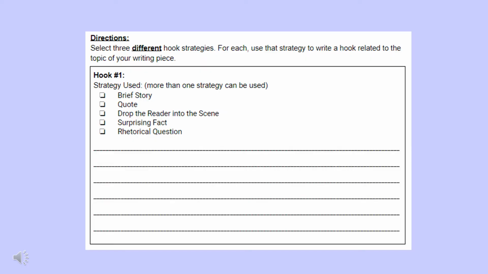Today, you are going to write 3 different hook strategies. For each, use a strategy to write a hook related to the topic of your writing piece. You can use a brief story, a quote, dropping the reader into the scene, a surprising fact, a rhetorical question, or any of the others that you want to give a try. Again, these are rough drafts, so give 3 different hook strategies a try.